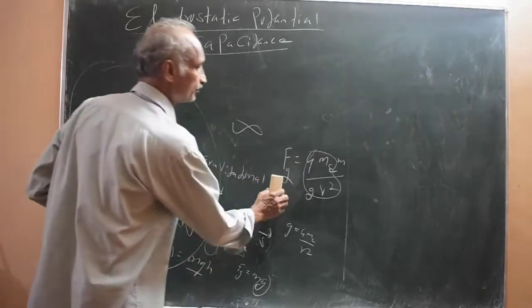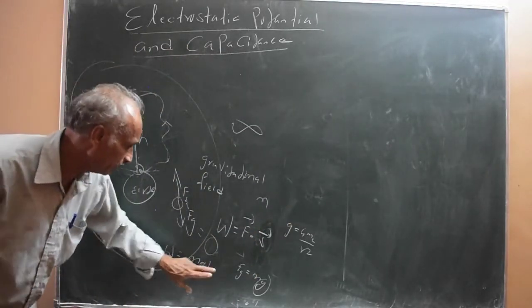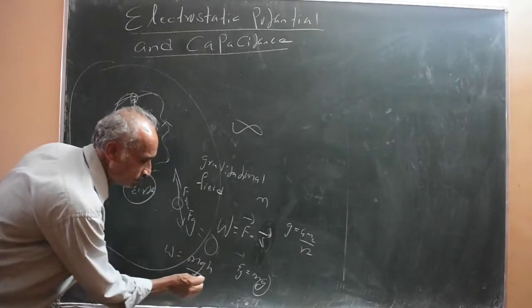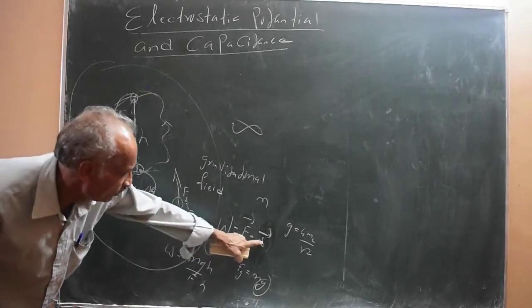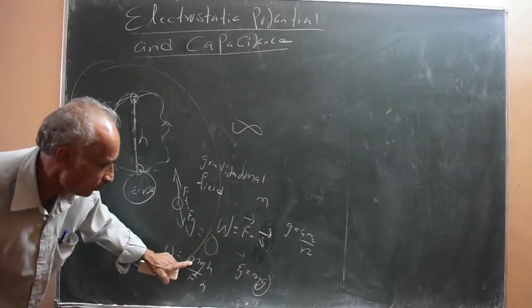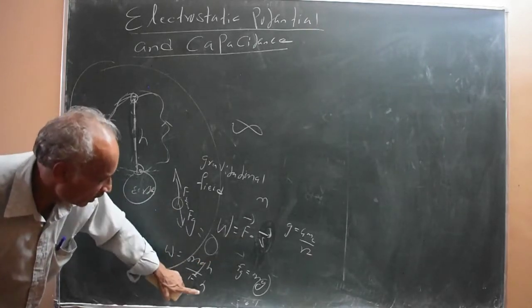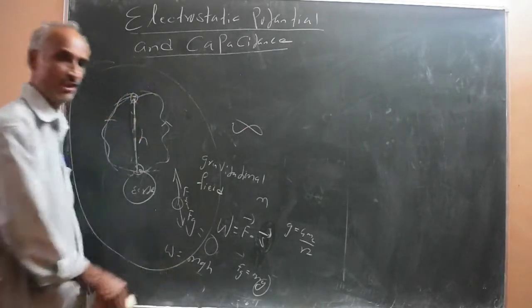So, okay, the force is equal to mg. So displacement is h. Therefore work done is equal to force into displacement. Mg is the force, h is the displacement. Therefore work done is mgh.